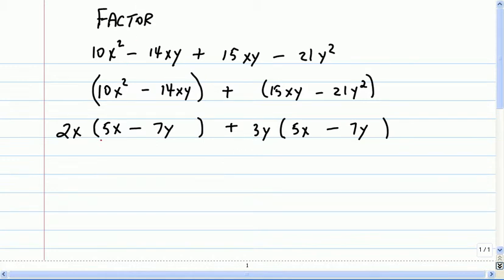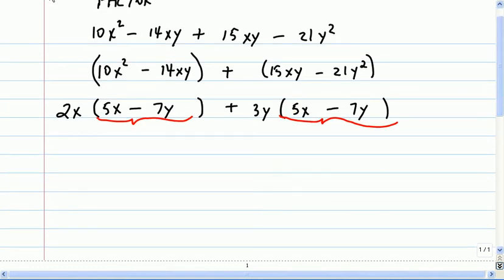Now looking at what we have, these 2 terms have 5x minus 7y in common. 5x minus 7y is a factor in this term and in that term. So the 5x minus 7y is the GCF. So we factor out that GCF by writing it down. 5x minus 7y, and make sure you put it in parentheses. When the GCF is a polynomial, it needs to be in parentheses.